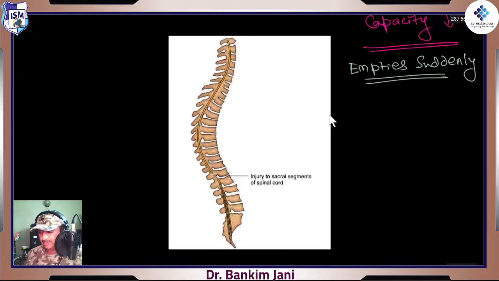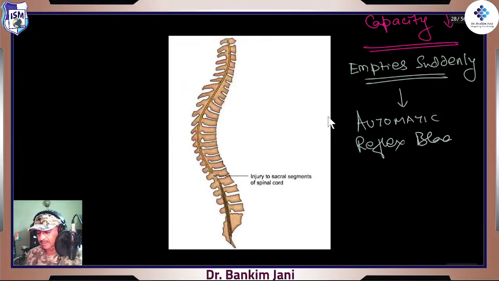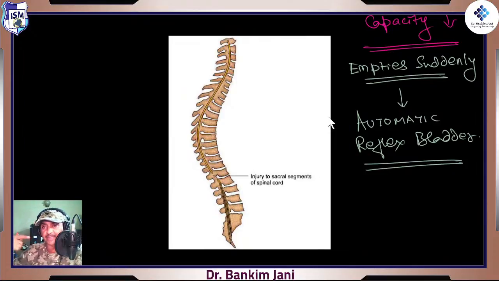When this occurs, this is what is called the automatic reflex bladder. It won't wait for the person's consent. It will empty suddenly. This is what is called the automatic reflex bladder, and the bladder keeps on emptying itself at a regular, short interval, 1 hour, 2 hours, depending upon the condition. Remember, in that case, there is some tone in the bladder. The bladder is hypertonic and has a small capacity.